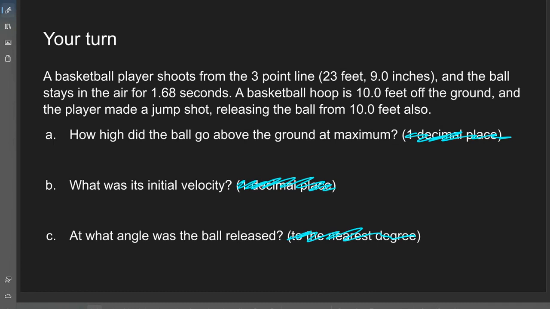All right. Basketball player shoots from a 3-point line, and the ball stays in the air for 1.68 seconds. Basketball hoop is 10 feet off the ground, and the player made a jump shot, releasing the ball from 10 feet also. Okay, what I like about that is that it starts and ends at 10 feet, so it starts and ends in the same place. That means that time up is equal to time down. That's what's helpful to us.